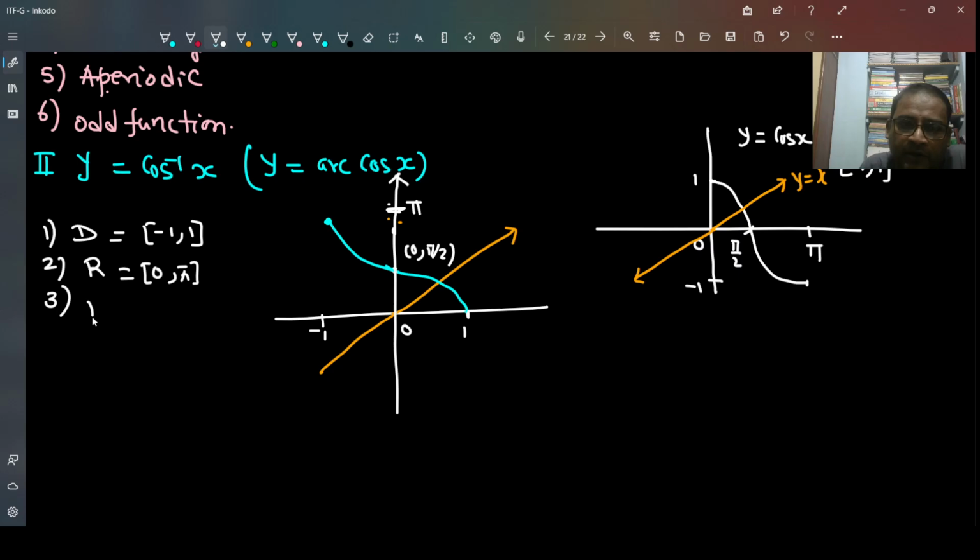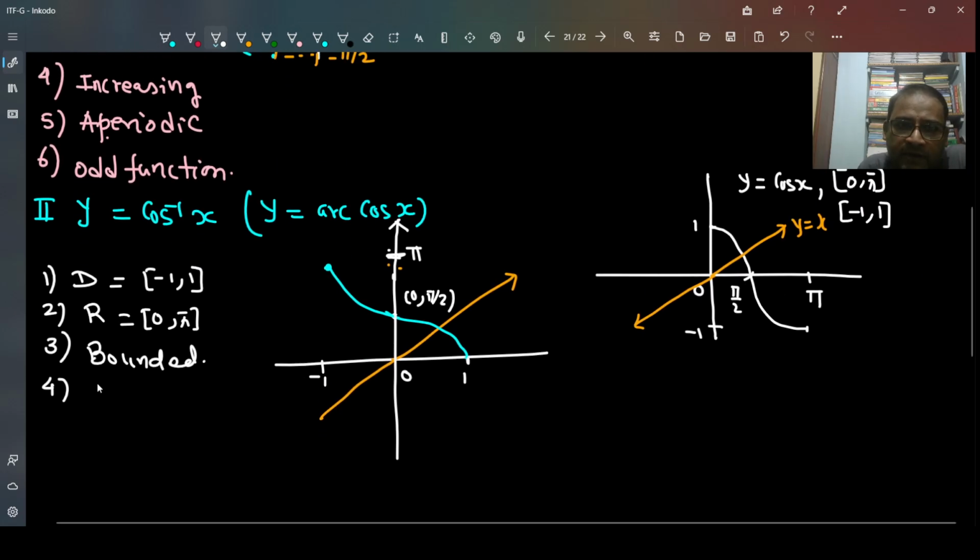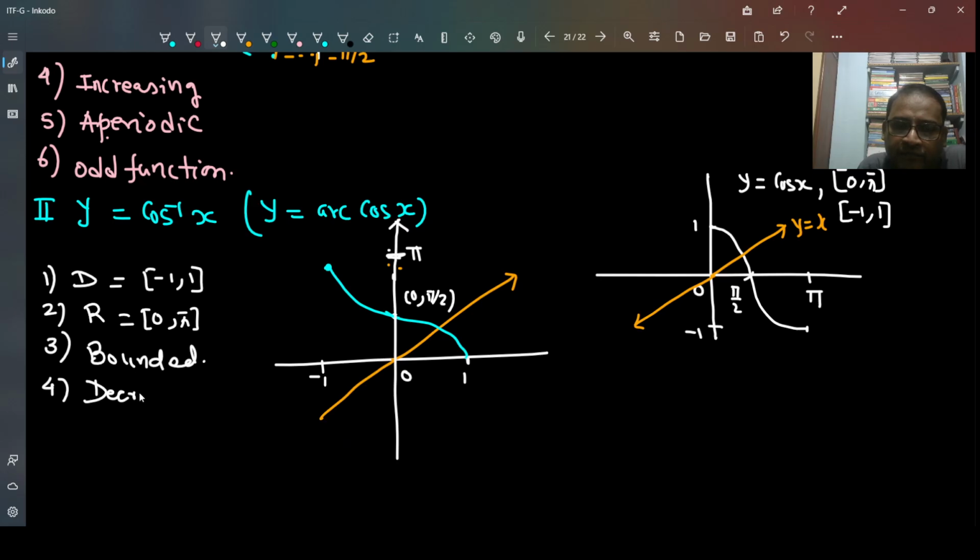Third point, it is bounded. Yes, it is bounded. All the values lie between 0 and pi. Maximum value pi, minimum value 0. Fourth point is that this function is a decreasing function. When x is increasing, the height is decreasing. It is a decreasing function.